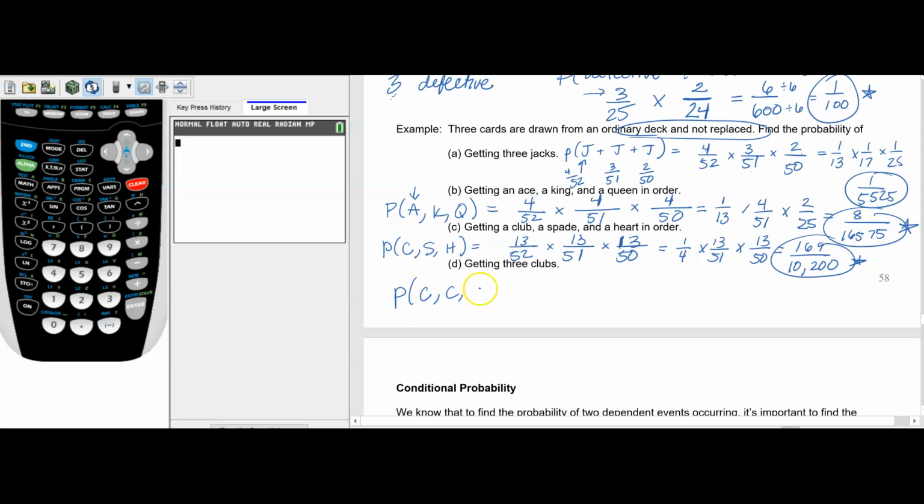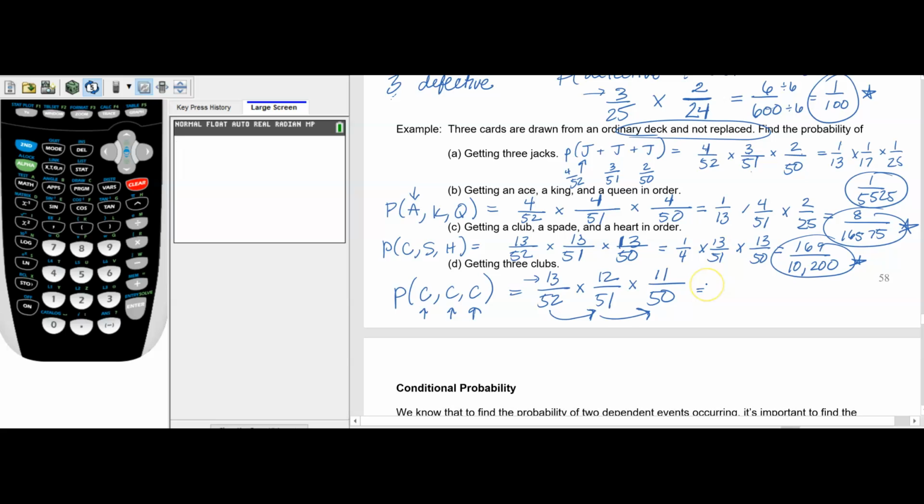So a club and then a club and then a club. So I first start out with 13 out of 52 clubs. I take a club out, so now I have 12 clubs and 51 total. And then my third card, I now have 11 clubs and then 50. So the numerators are going to repeat when you have a repeat of what you're asking for. The denominators will always reduce if you're picking any type of card and you're not replacing cards.